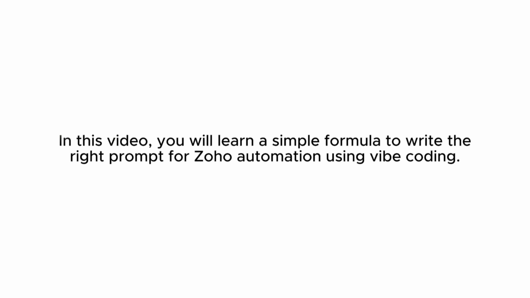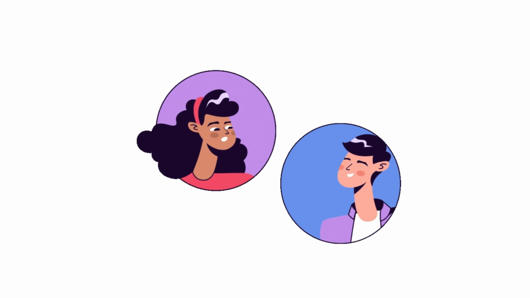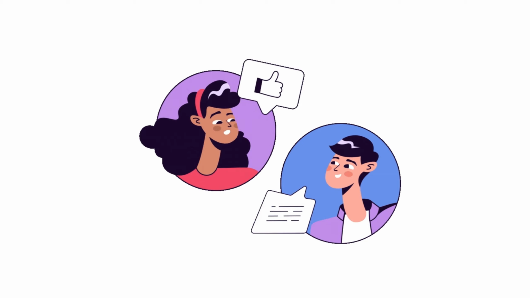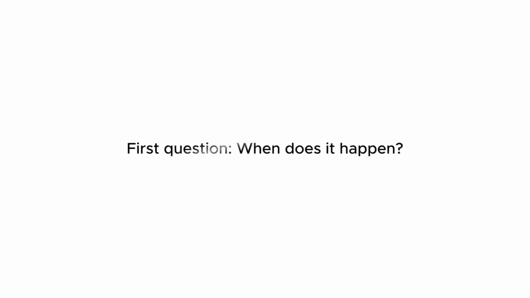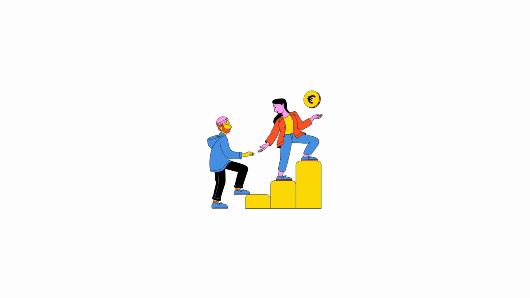Welcome back. In this video, you will learn a simple formula to write the right prompt for Zoho automation using vibe coding. You only need to answer 5 simple questions. First question: when does it happen? For example, when a new lead is created.